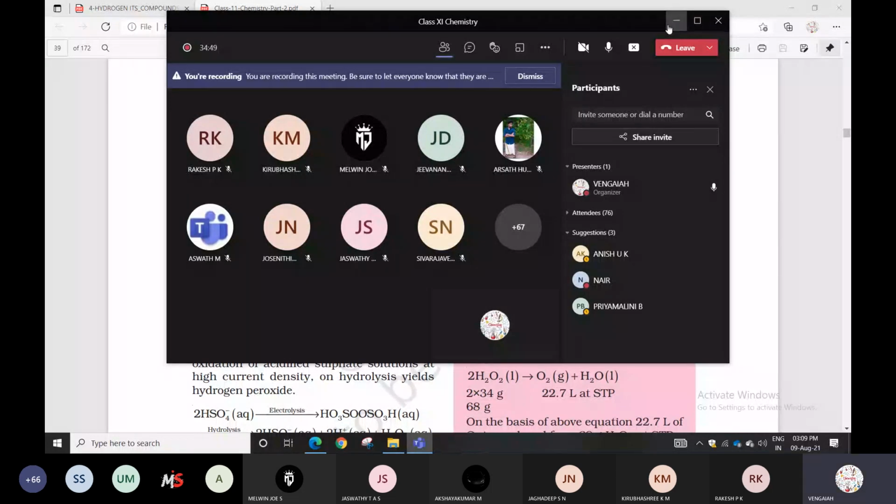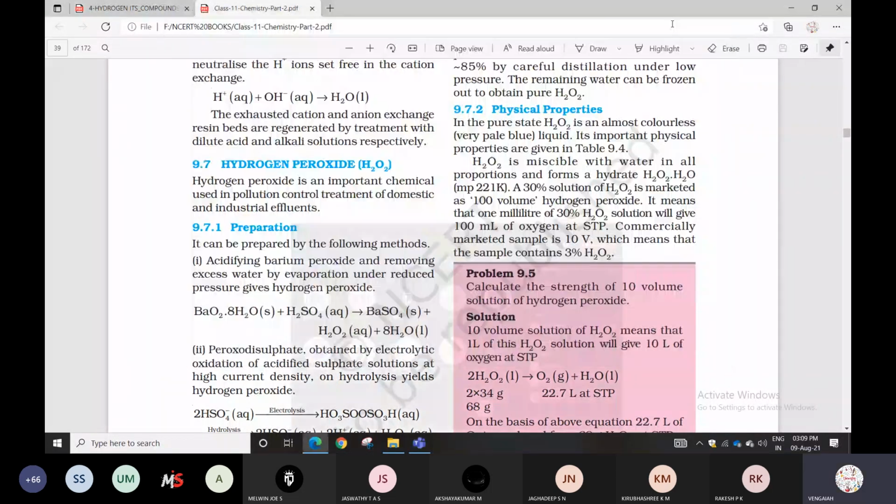So barium peroxide with dilute sulfuric acid, in acidic medium, you get barium sulfate plus water plus hydrogen peroxide. One more method: peroxodisulfate.